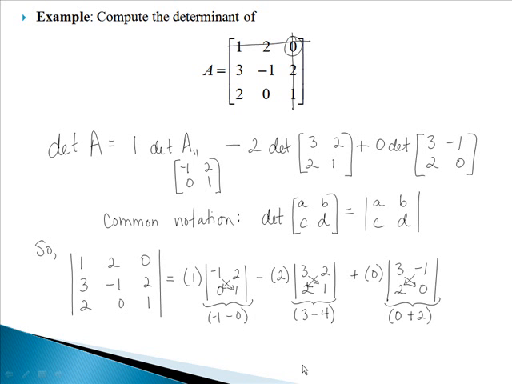So what I've got then is 1 times what we get here, which is negative 1, minus 2 times negative 1, plus 0 times 2. So I have negative 1 minus a negative 2, which is plus 2, and then plus 0. So we end up getting 1 for our determinant of A.